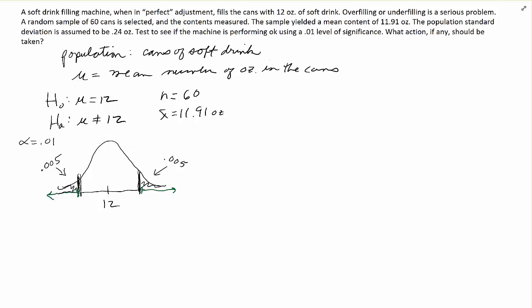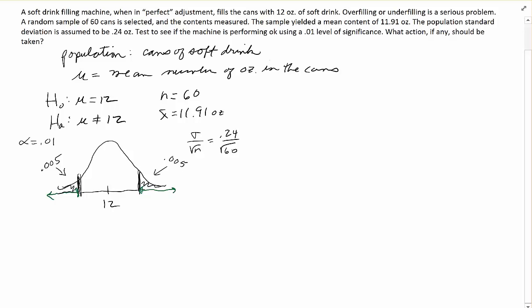They're collecting data on this same process over and over again. So they have a very reliable estimate of the population standard deviation. So much so that they're calling that sigma. So sigma over the square root of n would be 0.24 over the square root of 60.